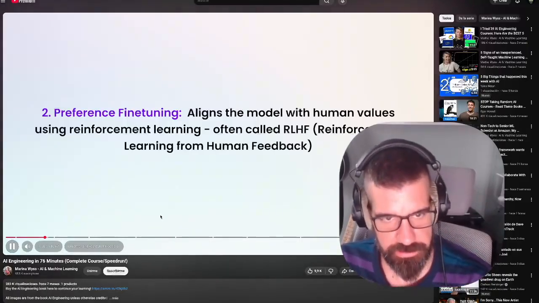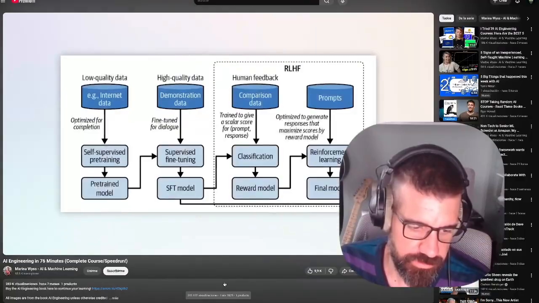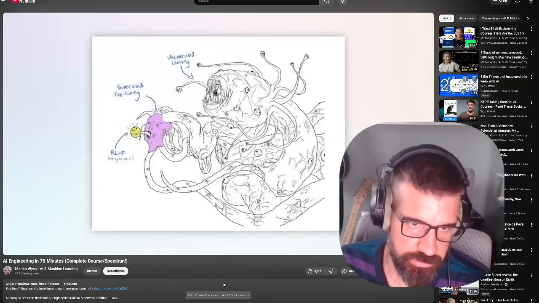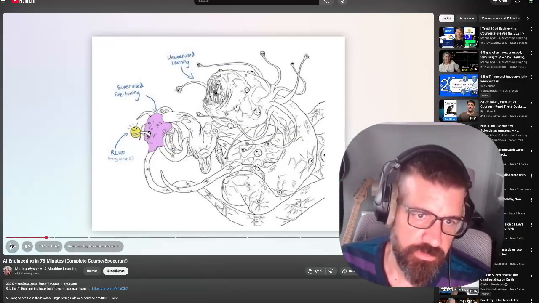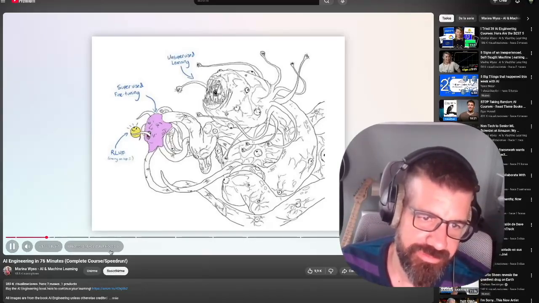Preference fine-tuning aligns the model with human values using reinforcement learning, often called reinforcement learning from human feedback. This involves training a reward model that scores outputs based on human preferences and optimizing the foundation model to generate responses that maximize these scores. While reinforcement learning from human feedback has been the standard approach, newer methods like direct preference optimization, DPO, are gaining traction. I saw this in the book. It's like a Kira blog.